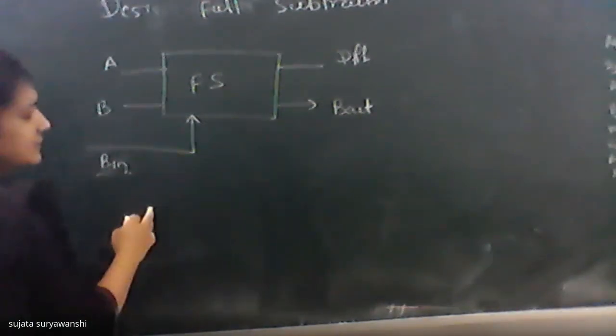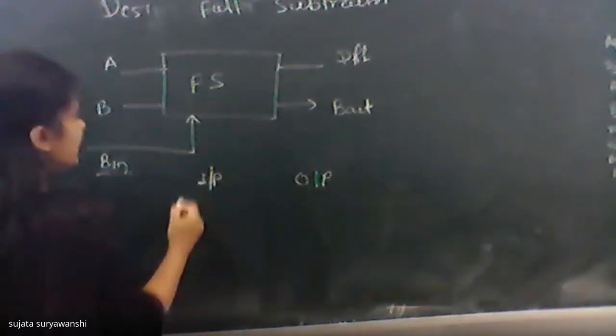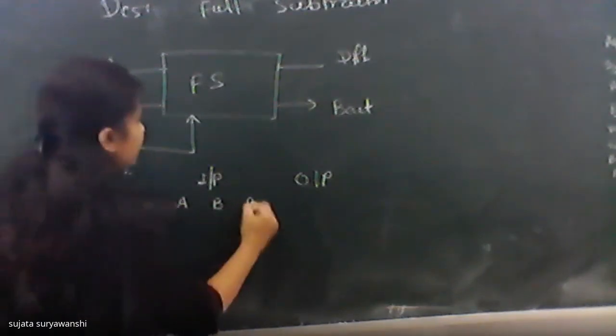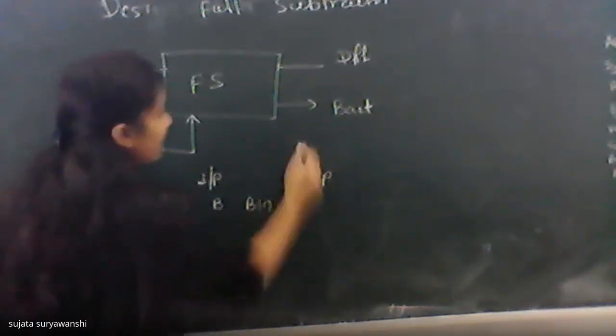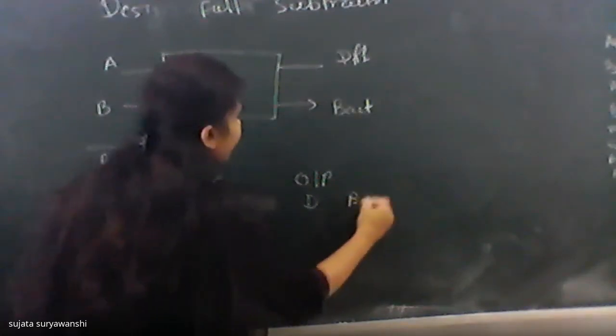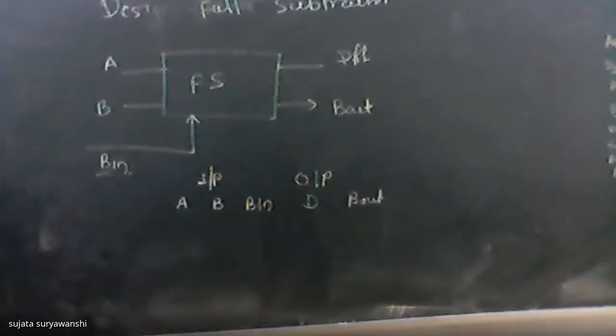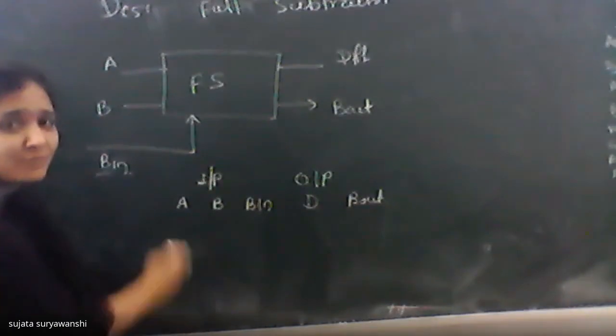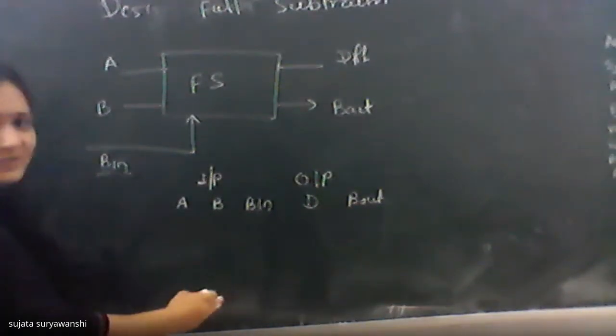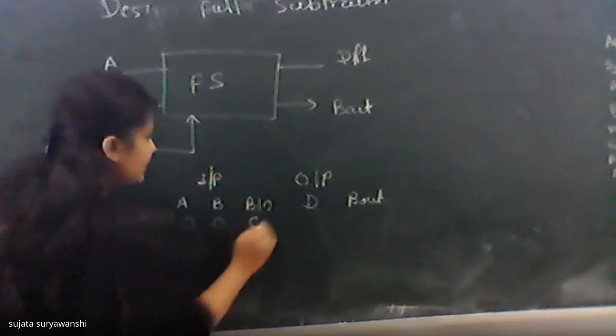Now, what is your next task? You have to write down the truth table. Since the number of inputs is 3, the inputs are A, B and B in, and the outputs are difference and B out, that is borrow out. How many combinations are there? Total combinations from 000 to 111, so you have to use 8 combinations.